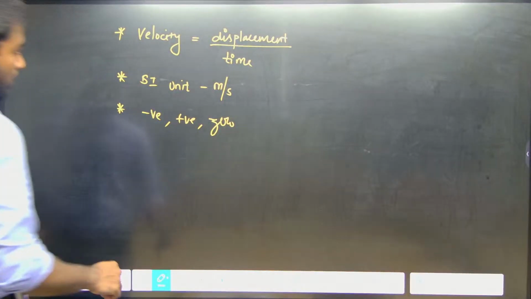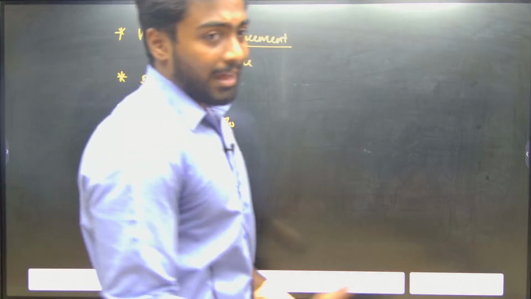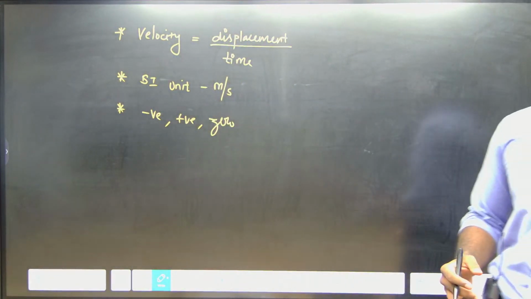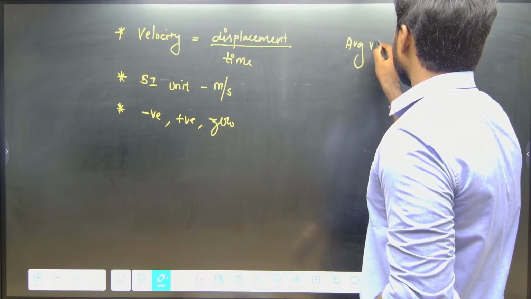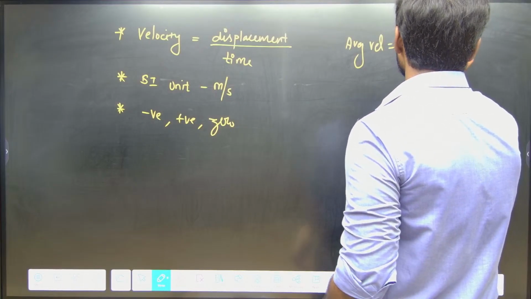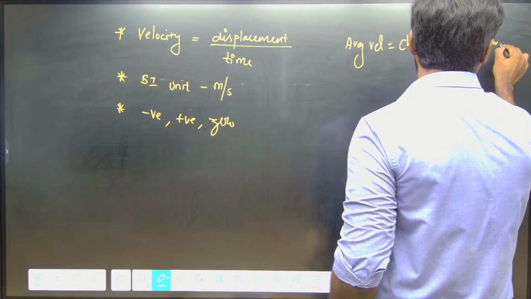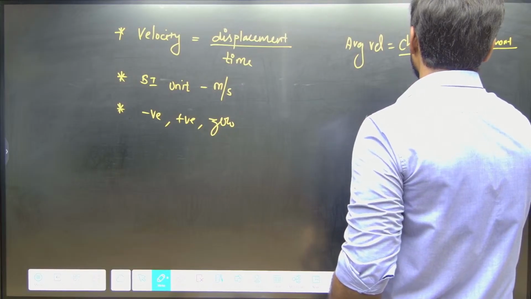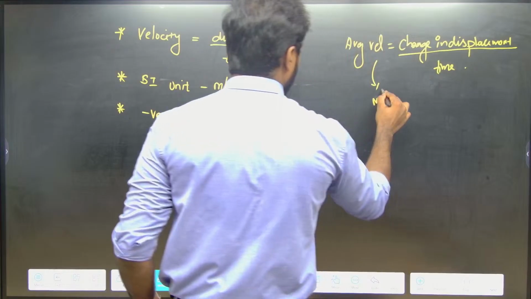Then we will talk about average velocity. Average velocity is the change in displacement with respect to the change in time. Average velocity is the change in displacement by the time taken. For this also the SI unit is meter per second.